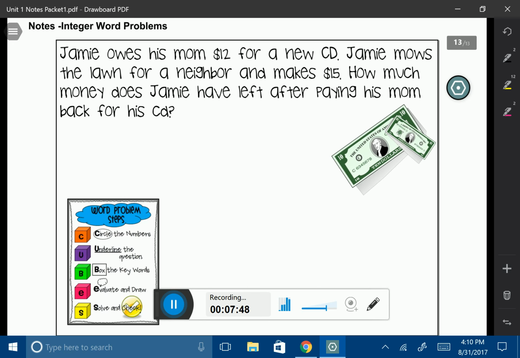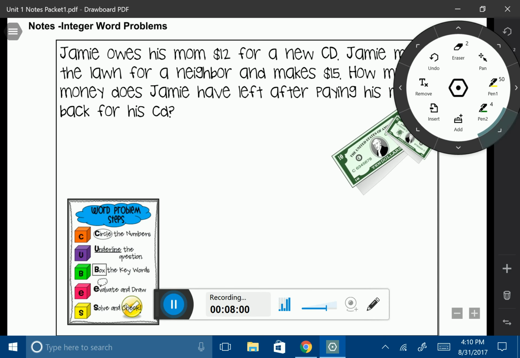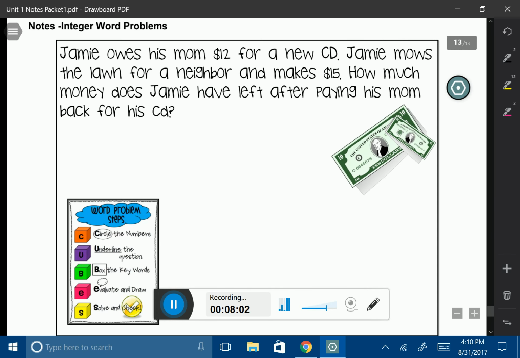Jamie owes his mom $12 for a new CD. Jamie mows the lawn for a neighbor and makes $15. How much money does Jamie have left after paying his mom back for his CD? All right, let's go ahead and follow our CUBES. And the first thing is circle the numbers. So I'm going to say $12 and $15.